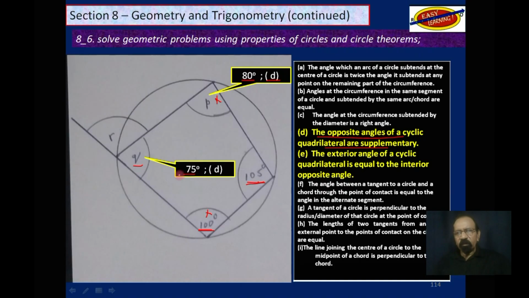This over here is 105. This over here must be 75. Opposite angles of a cyclic quadrilateral are supplementary. R now is 105. And we can use this circle theorem. The exterior angle of a cyclic quadrilateral is equal to the interior opposite angle. Now you can do that, which is using first principles. However, you can also look at this one and say if this one is 75, then that one must be 105 because here they are supplementary.